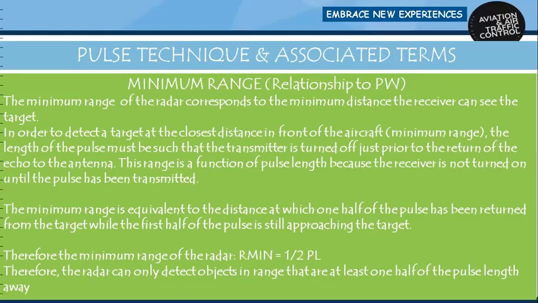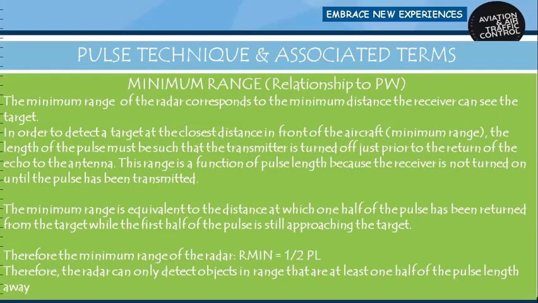So the minimum range of radar corresponds to the minimum distance at which the receiver can see the target. In order to detect a target at the closest distance in front of the aircraft, the length of the pulse must be such that the transmitter is turned off just prior to the return of the echo to the antenna. This range is a function of pulse length because the receiver is not turned on until the pulse has been transmitted. The minimum range is equivalent to the distance at which one half of the pulse has been returned from the target while the first half of the pulse is still approaching the target. The end of the pulse represents the time the transmitter is turned off and the receiver is turned on.